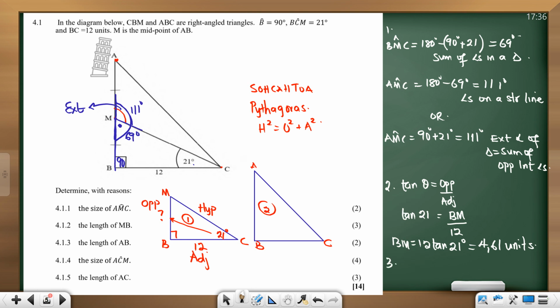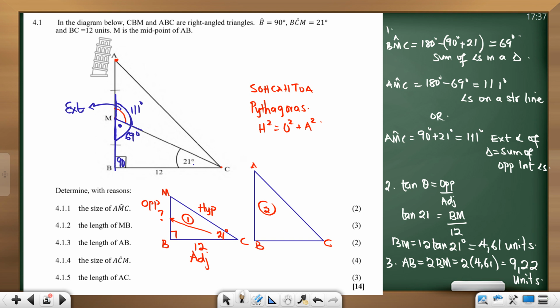Number 3. AB is 2BM, which is 2 multiplied by 4.61, and that is 9.22 units. I hope it makes sense. There's a sign of equality there, which we then used. Sign of equality. All right.